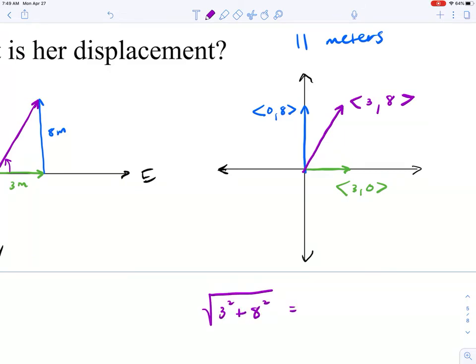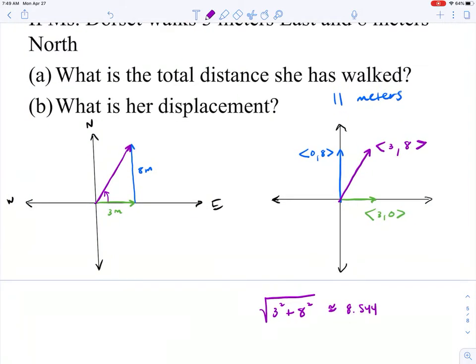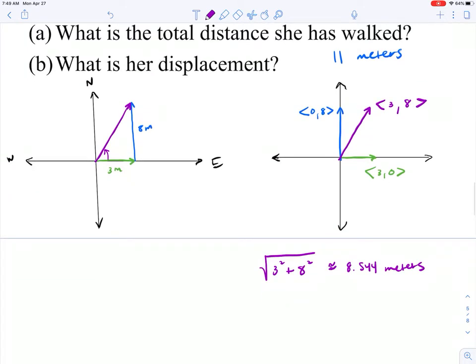So to find the magnitude, I'm going to do the square root of 3 squared plus 8 squared, which would be approximately 8.544 meters. And then let's also get the direction.